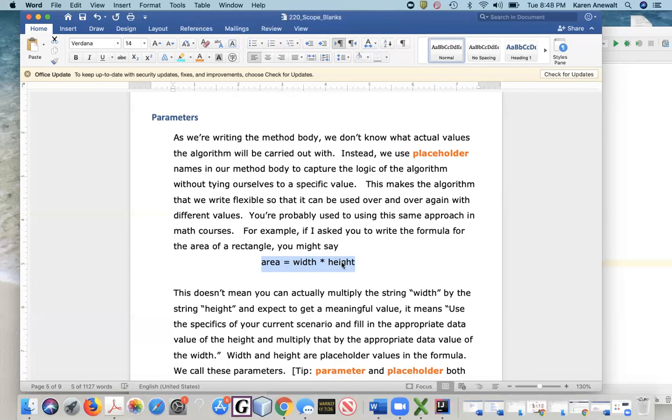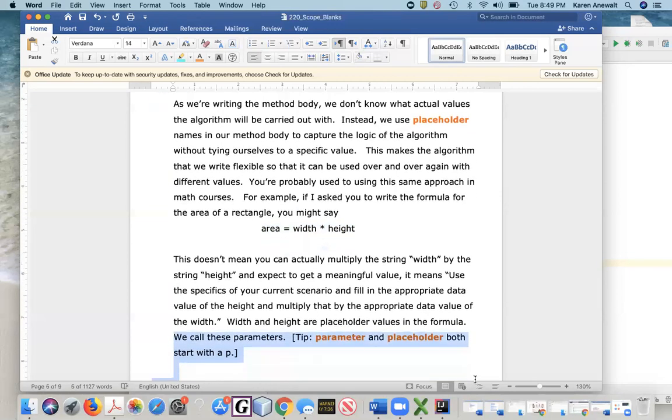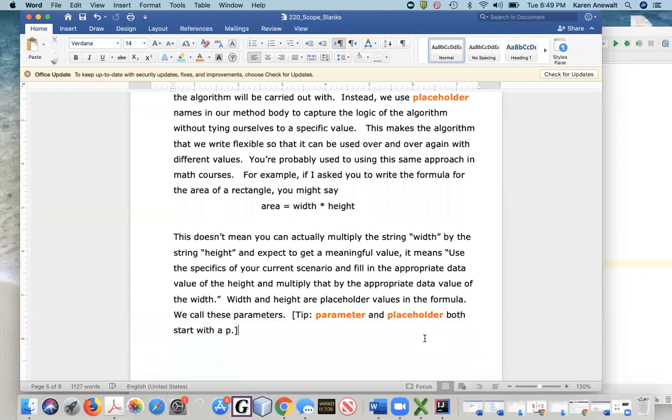And then take those two values in your specific scenario, the two actual values, and plug them into these ideas, the width and the height. And so width and height are really just placeholder values that tell you how to combine together your actual information to make a calculation to get the result of the area. And so when we're writing methods, it's really the same idea. One of my tips is to remember that parameter and placeholder both start with the letter P, and that's how you can remember that they're connected.